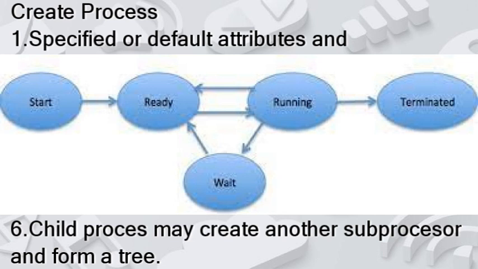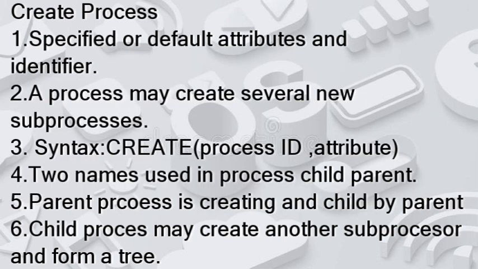Next, two names are used in process creation: the parent and the child. Whenever we take a process, there will be a parent and then it will have a child. These are the two things required in creating a process. The parent process creates, and the child is created by the parent. The parent process can create the child process, but the child process cannot create the parent process.